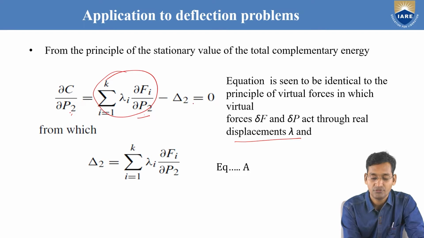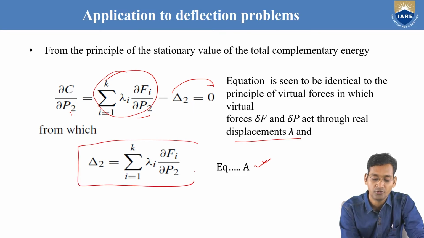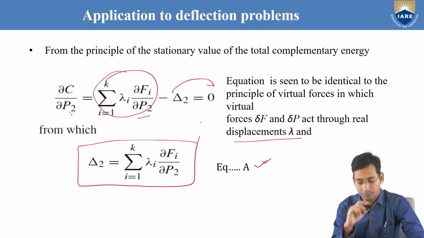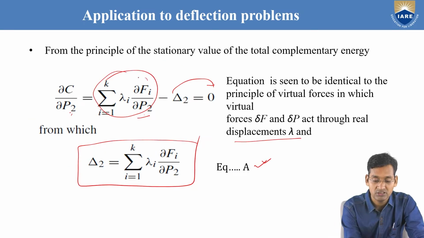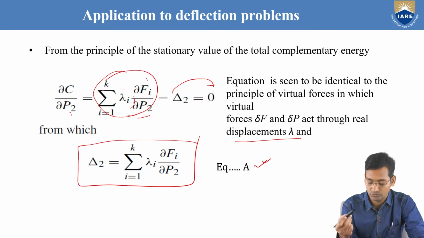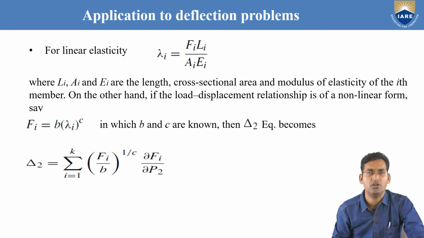If this is 0, take this term to the other side, so delta 2 becomes positive. So delta 2 equals the sum from i equals 1 to k of lambda i dou Fi by dou P2. Take this as equation 1, because this equation is very important for finding the deflection in the frame. Now we have to find the lambda i value to substitute in this equation to get the exact delta 2 value.